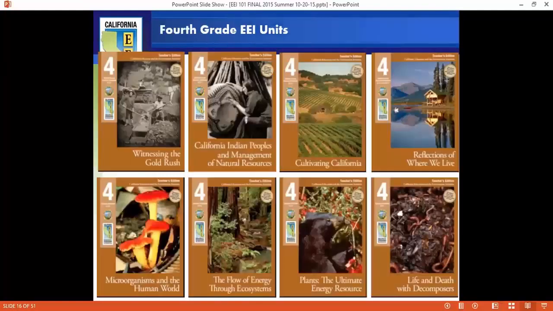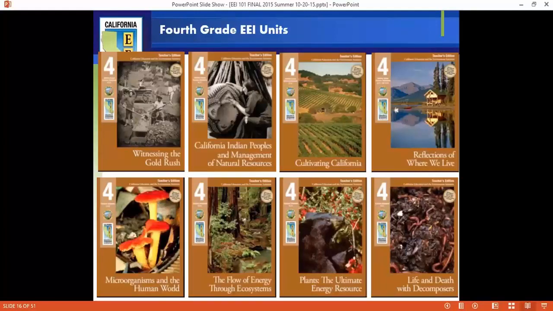And let's look at fourth grade, which is the grade you're teaching now, and this Witnessing the Gold Rush unit is one of our most popular units. Teaching about the gold rush and the impact that it had on the environment as well. But another piece of this unit is some really nice excerpts of some primary source materials. So students have an opportunity to engage with primary sources, which doesn't always happen when we're looking at textbooks.